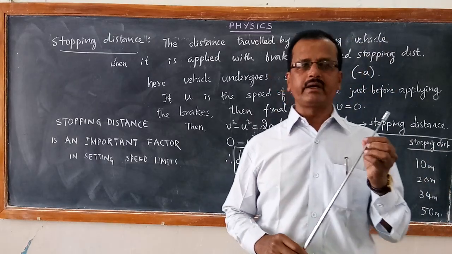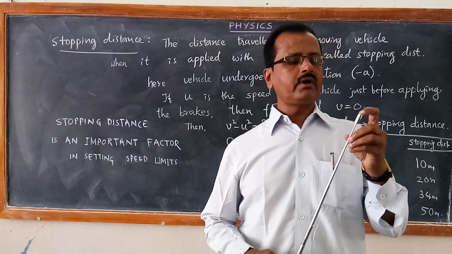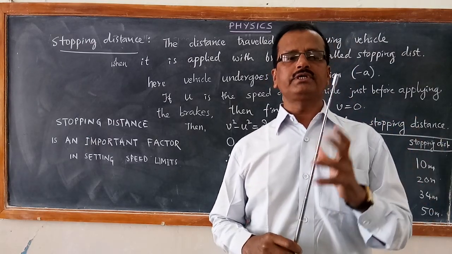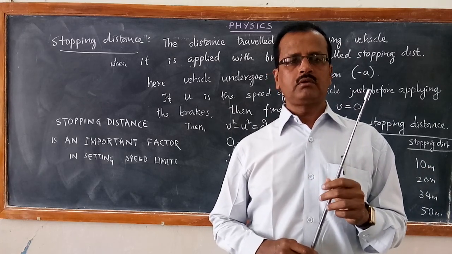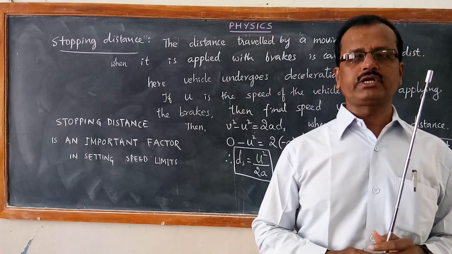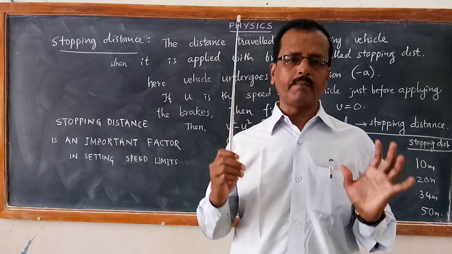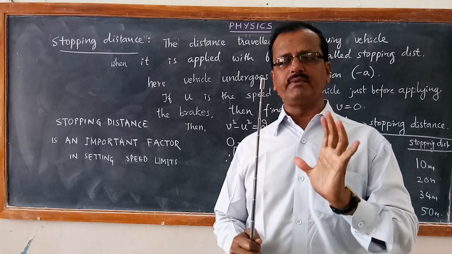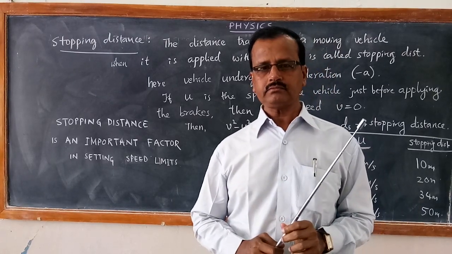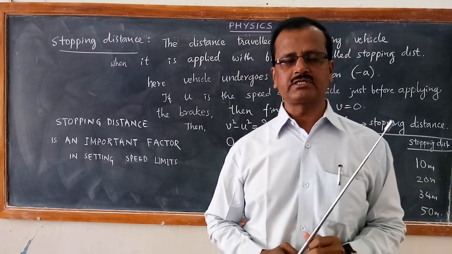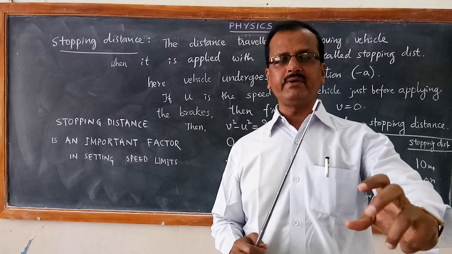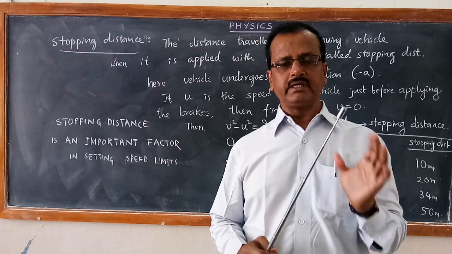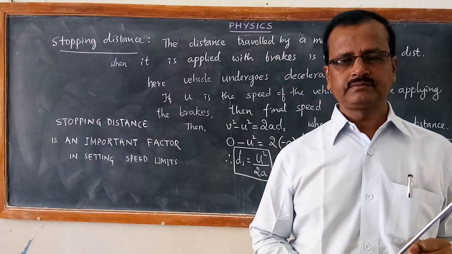Suppose you are driving a vehicle or riding a bike and you are approaching a school zone. Suddenly a child rushes onto the road, then you have to apply the brake. The moment you apply the brake, the vehicle doesn't stop immediately at the same point. It covers a certain distance.